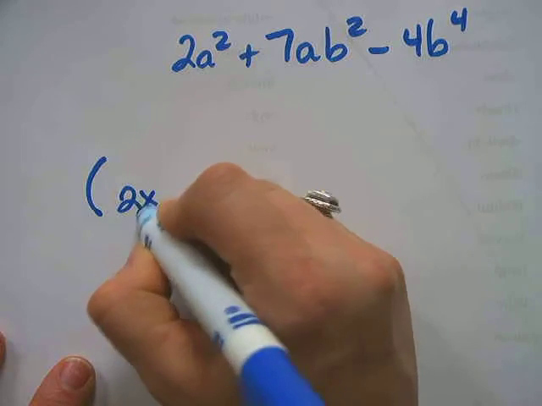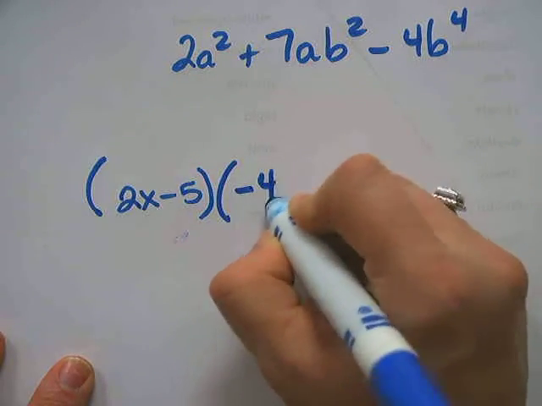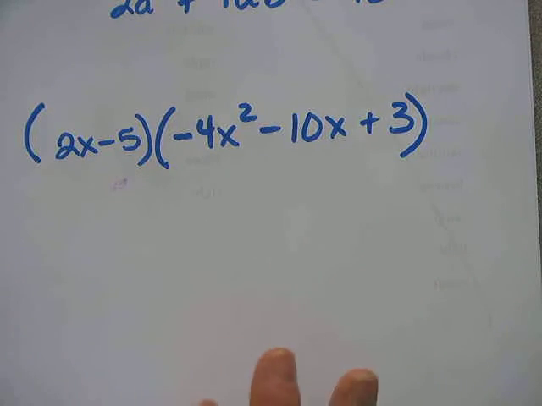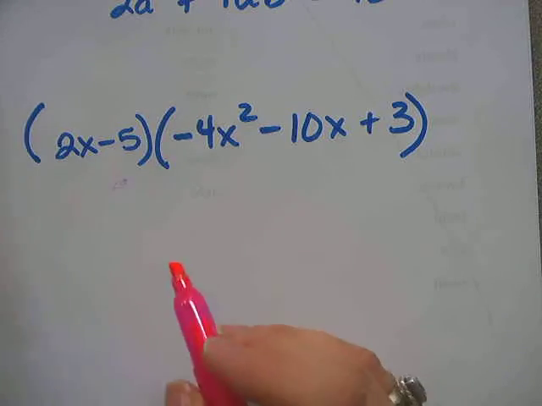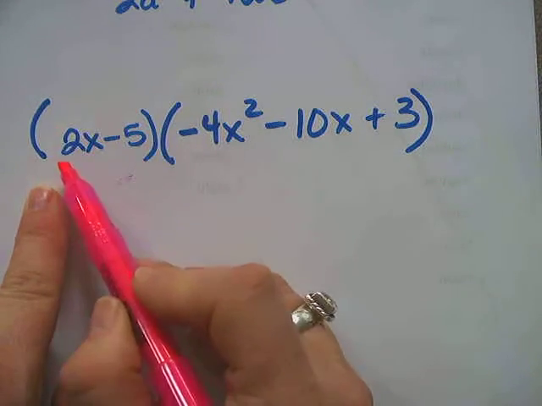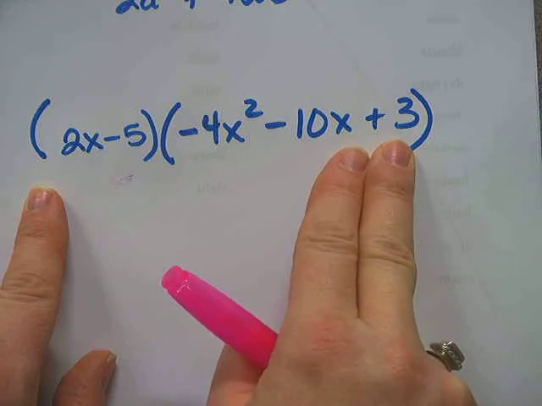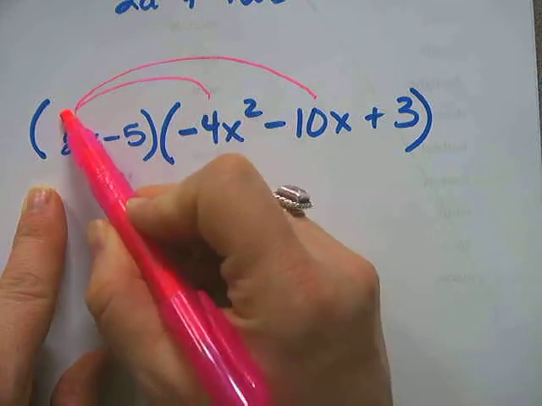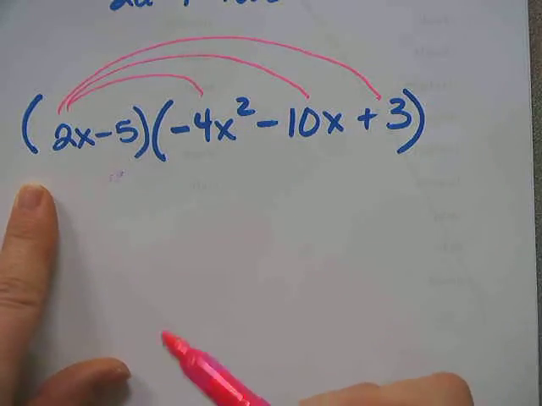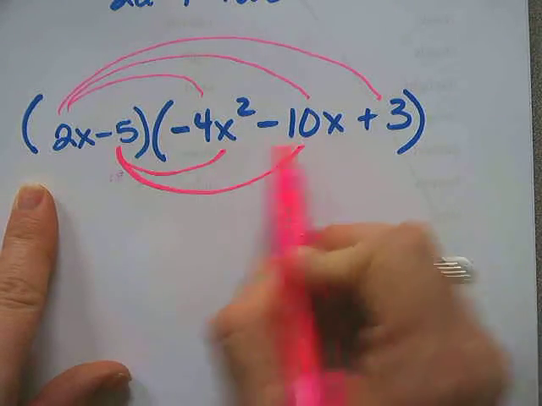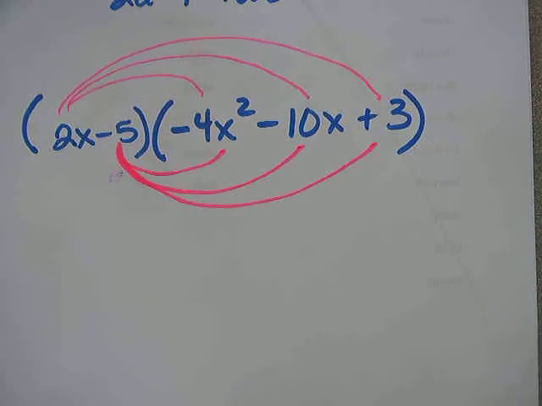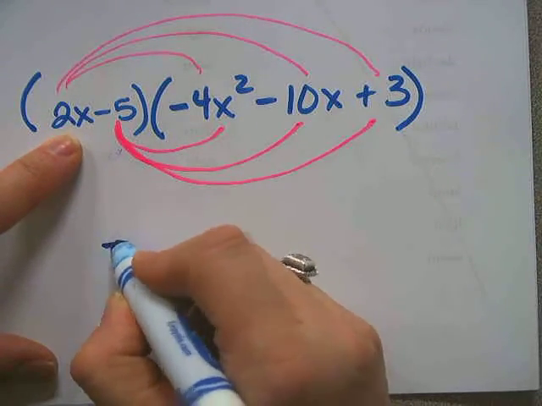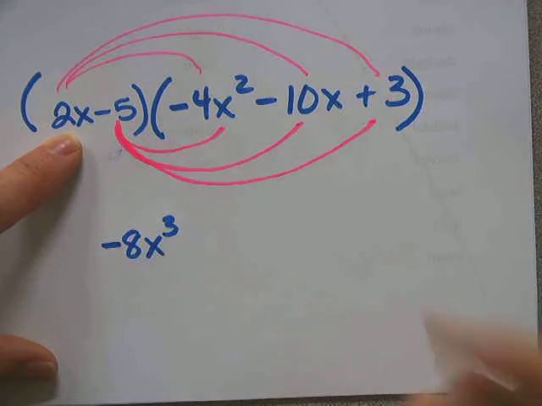Okay. And the last example is what happens when you multiply a binomial times a trinomial. So something like this. Well, it's the same application as before. So we've got 2 terms times 3 terms. So we have 2x that has to be multiplied by everything in the parentheses. So that's going to give us 3 terms. Then negative 5 has to be distributed. So as you can see, you're going to end up with 6 terms.